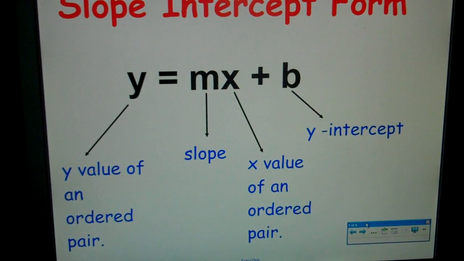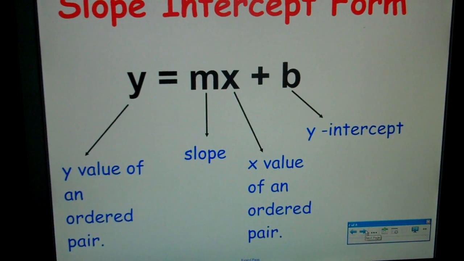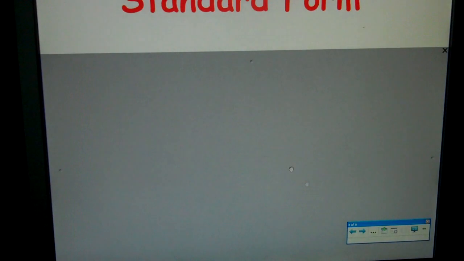Good. It's y equals mx plus b. This is the one you've got to remember, okay? Slope-intercept form. This is the same slide you've seen several times now. Y is the y value of an ordered pair, m is our slope, which you know how to calculate, x is the x value of an ordered pair, and b is our y-intercept, okay? Slope-intercept form, linear form, they're the same thing. Standard form is new, okay?